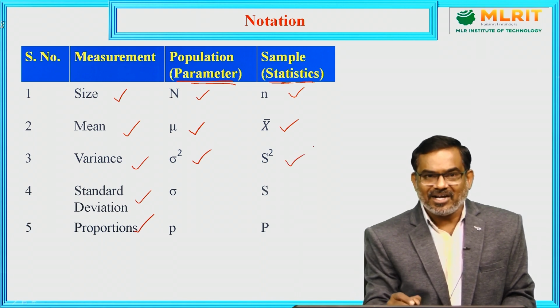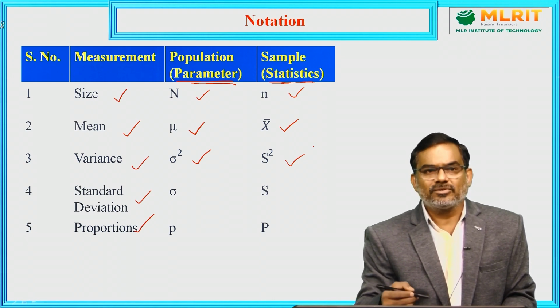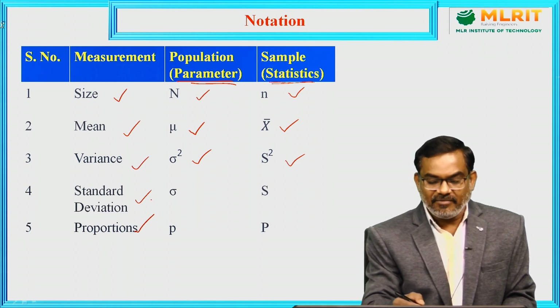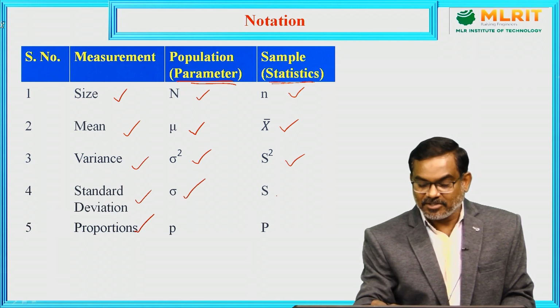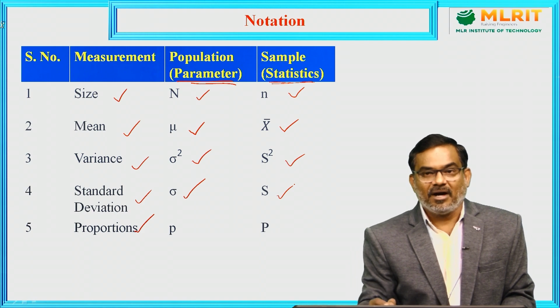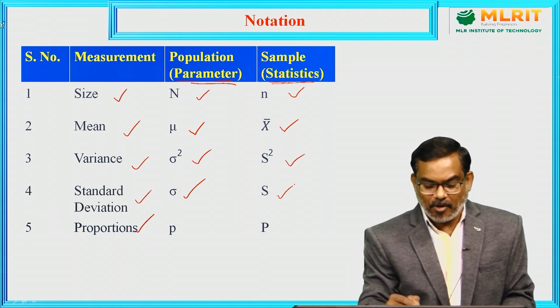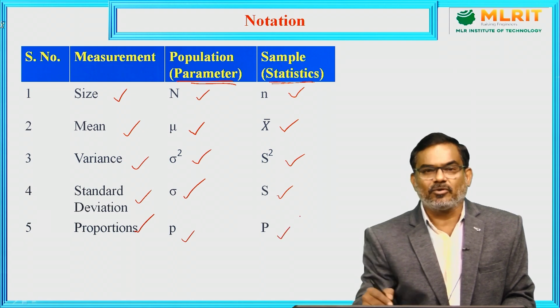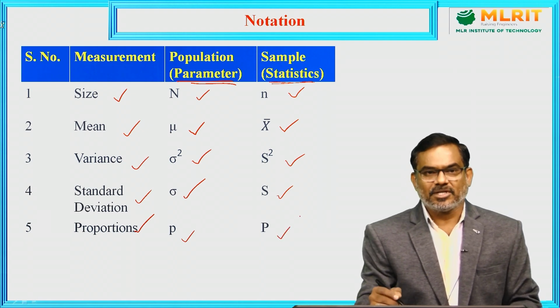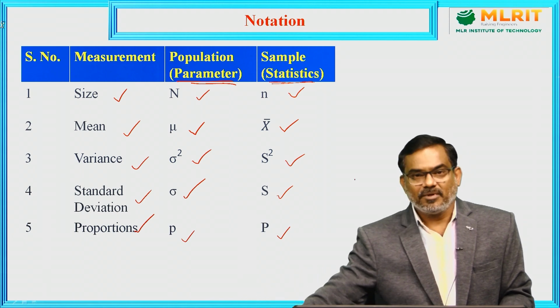Similarly, the standard deviation, and we know the standard deviation is the positive square root of variance. So the standard deviation of population is denoted by sigma and standard deviation of sample is denoted by s. And proportion of a population is capital P and proportion of a sample is small p. This notation we are going to use in the testing of hypothesis.